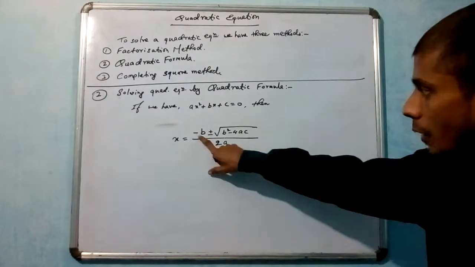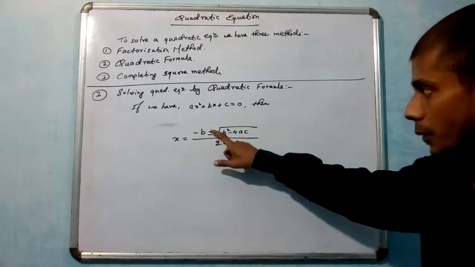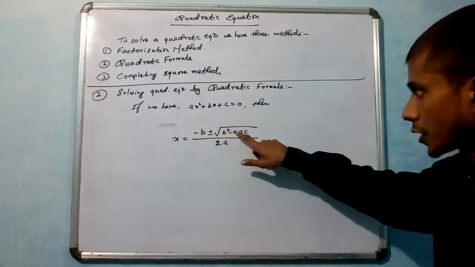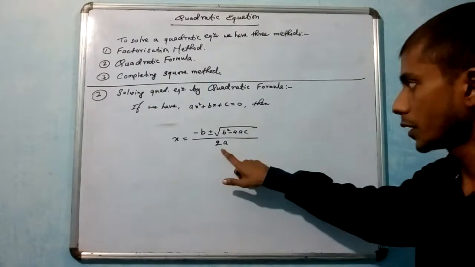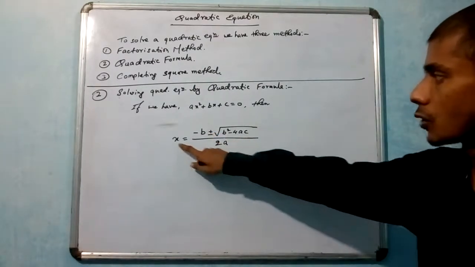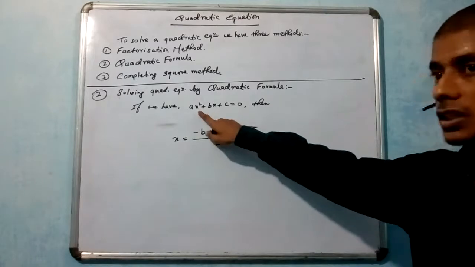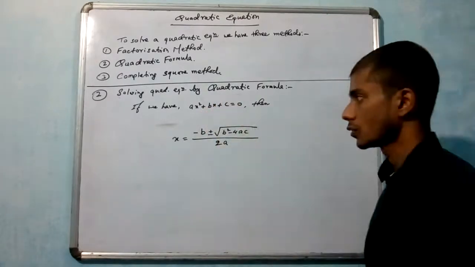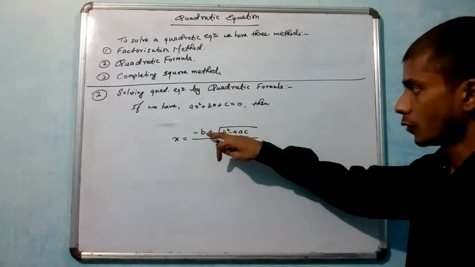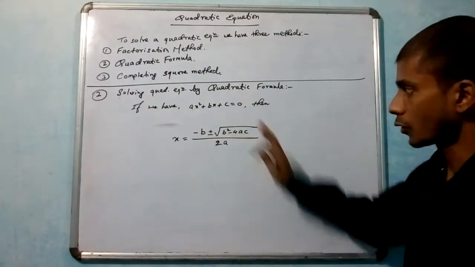So what is this formula? Minus of b plus minus root of b square minus 4ac, the whole divided by twice of a. Why plus minus? Because we know since it is a quadratic equation, the degree is 2, we will get two roots. Okay, so for the two roots here, one we will get for plus, one we will get for minus.